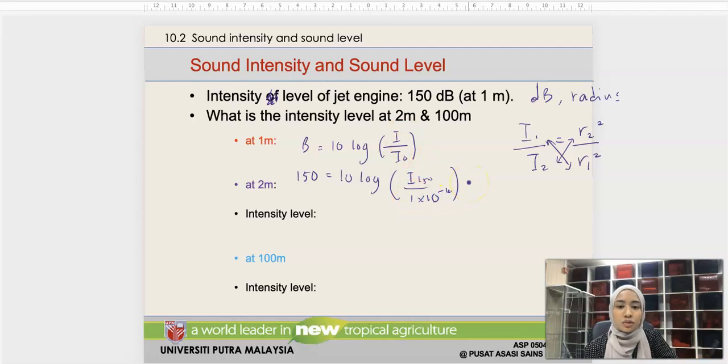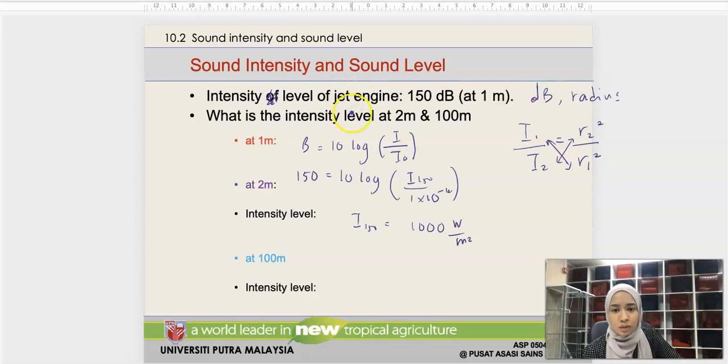Okay, so use the formula that I've shown you before. You should get your intensity at 150 dB. Let me use my calculator really quickly. The answer for that, if I'm using my calculator correctly, is 1000 watt per meter squared. So that is the intensity. Just now we converted intensity level to intensity.